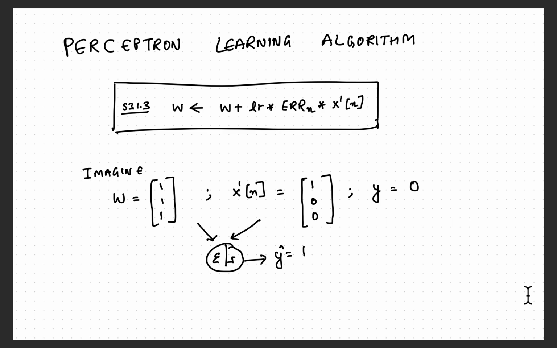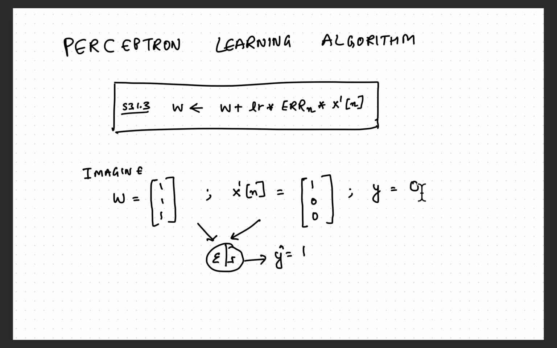A quick intuition as to why this algorithm makes sense. Let's imagine that we have the set of weights as 1, 1, 1, and x dash n for the nth sample is 1, 0, 0. The first entry will always be 1, if you remember, because this is the artificially introduced bias column. And we know that the ground truth y is 0. So if we multiply w transpose with x dash n, we'll get 1 into 1 plus 1 into 0 plus 1 into 0, which is overall 1. And since it's greater than 0, the y hat prediction would be 1.